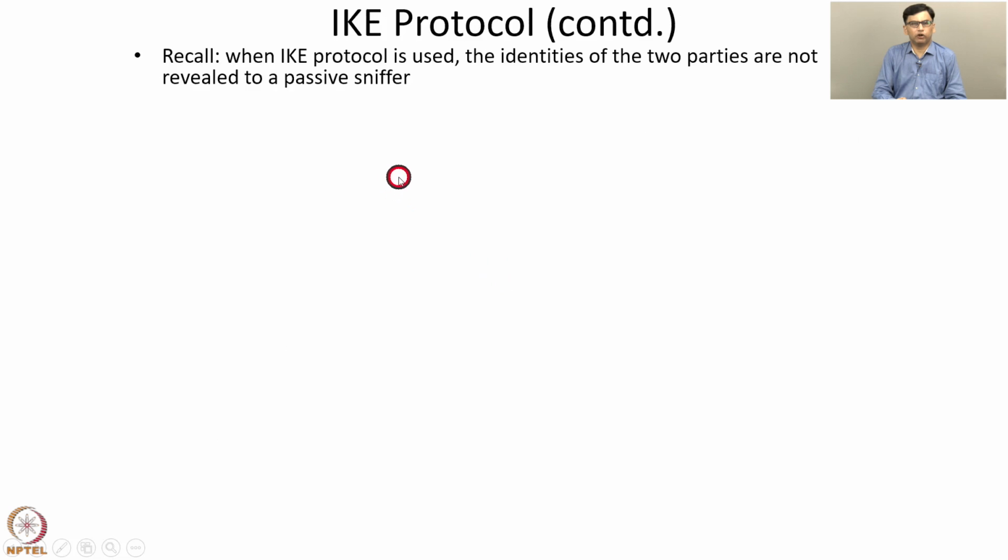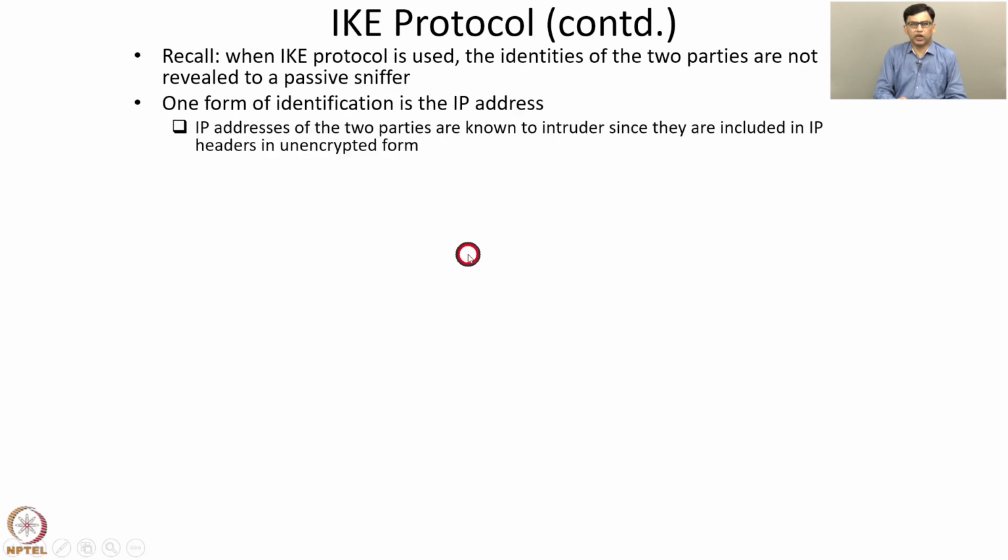Recall that when the IKE protocol is used, the identities of the two parties are not revealed to a passive sniffer. One form of identification is the IP address, but recall that the IP addresses of the two parties are known to an intruder because they are included in the IP headers in unencrypted form. Packets are sent over the security association after adding an IP header, and for routing purposes, the source IP address and the destination IP address are included in plain text form in the IP header. So the IP addresses of the two parties who are communicating using IPsec are known to an intruder because they are included in the IP headers in unencrypted form.